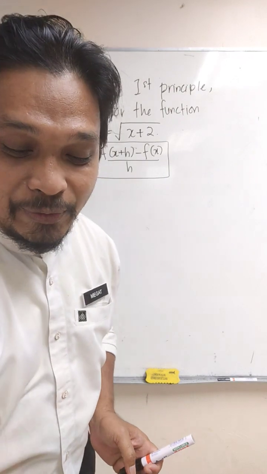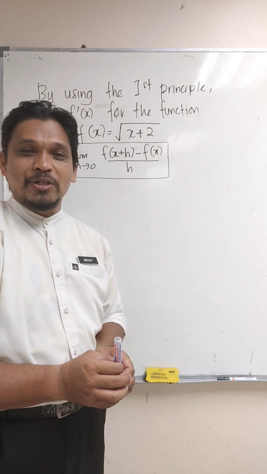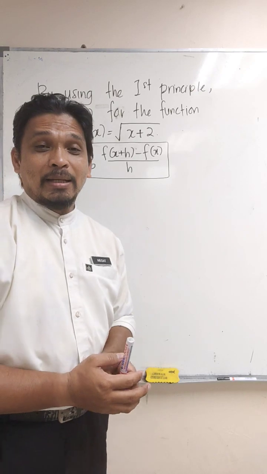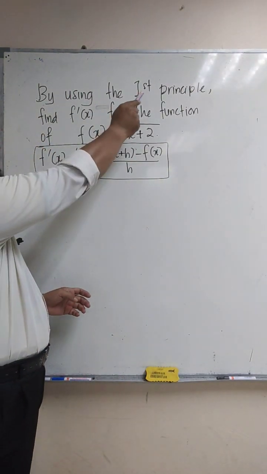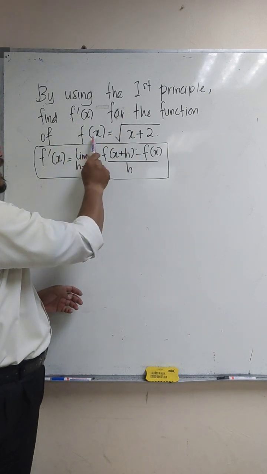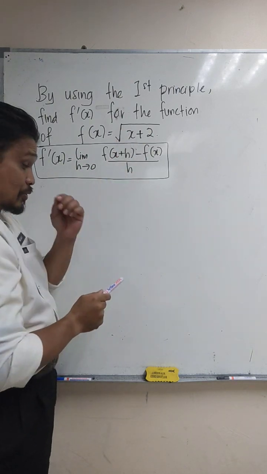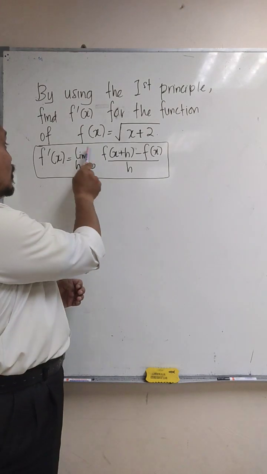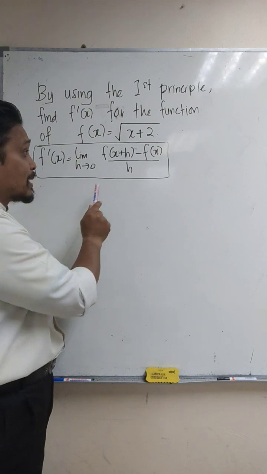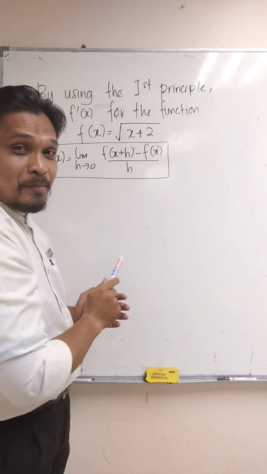Okay, today we'd like to bring all of you to one of the questions related to the first principle of dy/dx. We can find the dy/dx or f prime x. By using the first principle, find f prime x for the function f(x) equal to square root of x plus 2. As we know, the formula of the first principle is limit of h approaching 0, f(x plus h) minus f(x), divided by h.